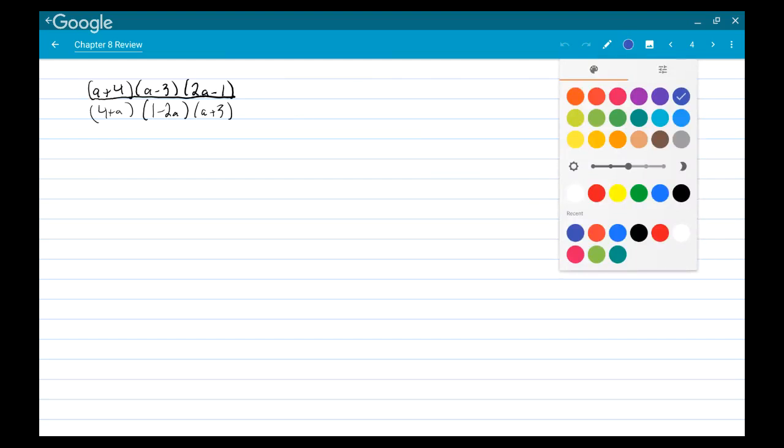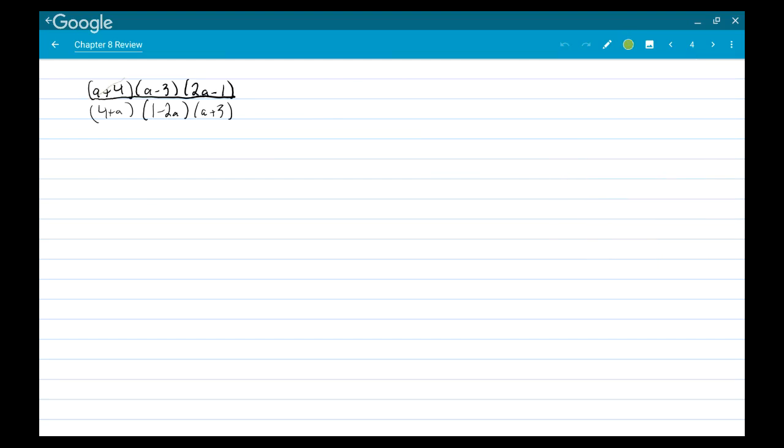I'm going to go green. A plus 4 and 4 plus a cancel. They're the exact same number. A minus 3 and a plus 3 do not cancel. There's no canceling involved there whatsoever because those will pretty much always be different numbers, okay? However, 2a minus 1 and 1 minus 2a, they do cancel.